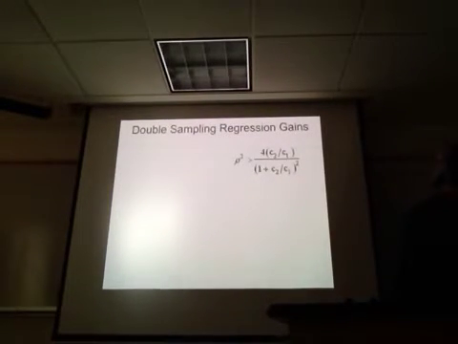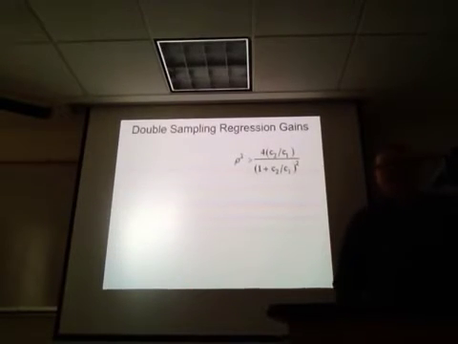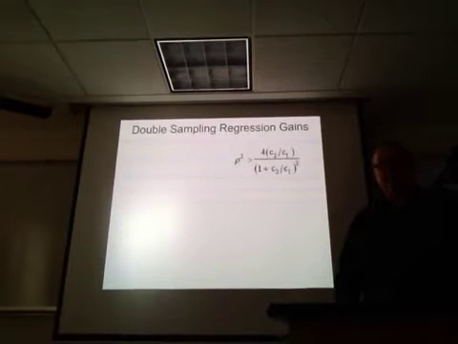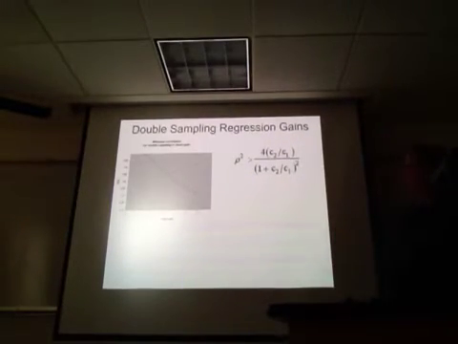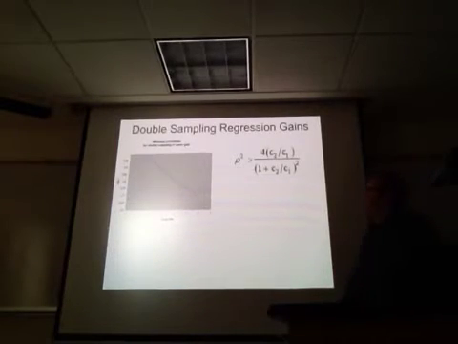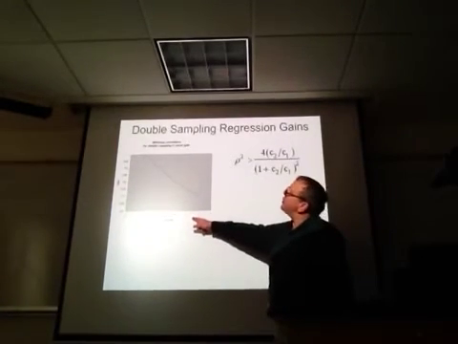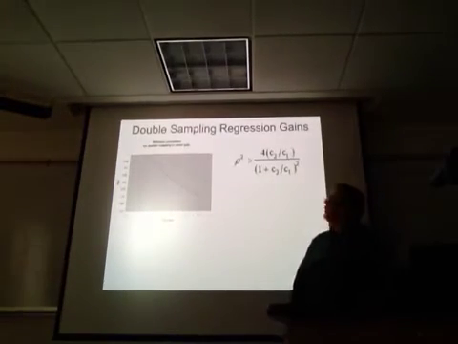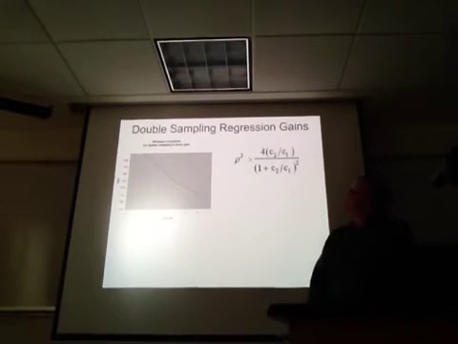That formula, which is on the handout for today, tells us when double sampling with a regression estimator will be better than simple random sampling, when you should use it. That's this curve right here. Cost ratio, correlation, minimum correlation for double sampling to show a gain.